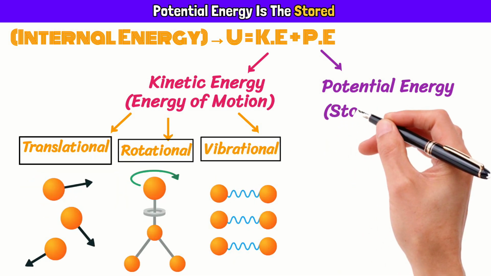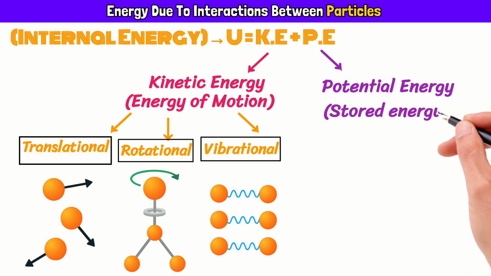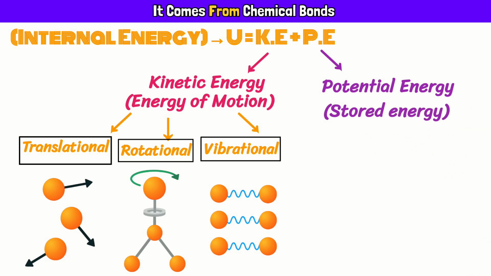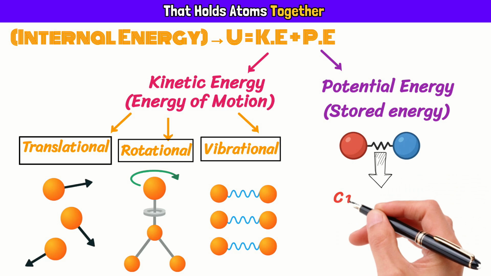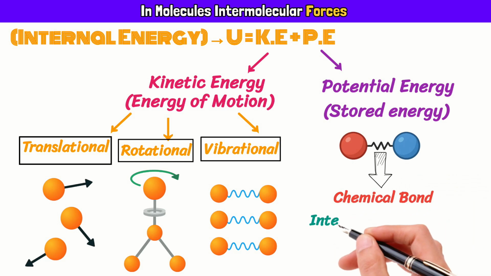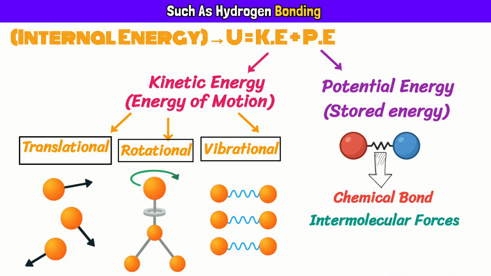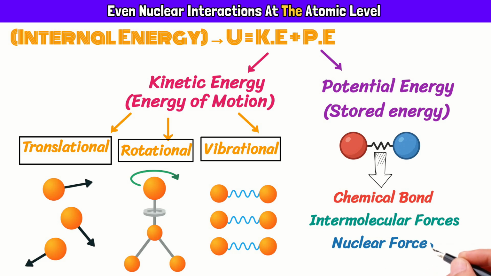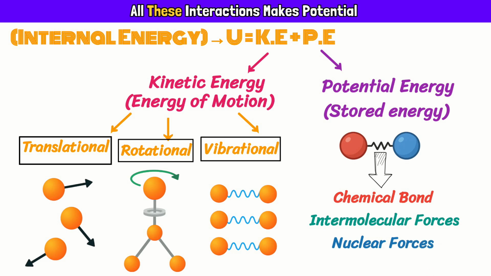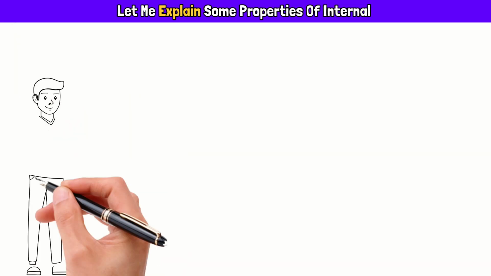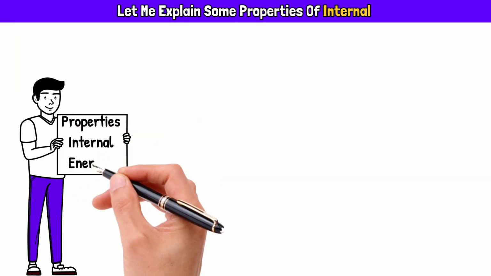Potential energy is the stored energy due to interactions between particles. It comes from chemical bonds that hold atoms together in molecules, intermolecular forces such as hydrogen bonding, and even nuclear interactions at the atomic level. All these interactions make up the potential energy of the system. Let me explain some properties of internal energy.